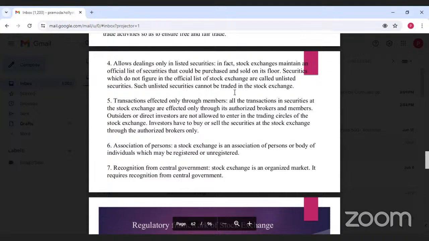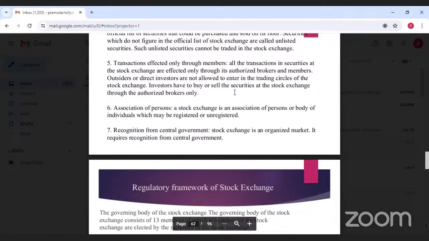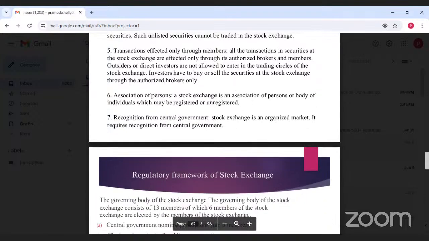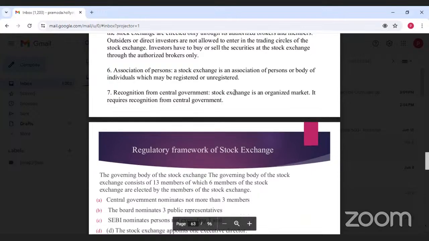It is an association of people who were registered and who got authentic permission to deal in the securities of the stock exchange. So these are the basic features or characteristics of a stock exchange.